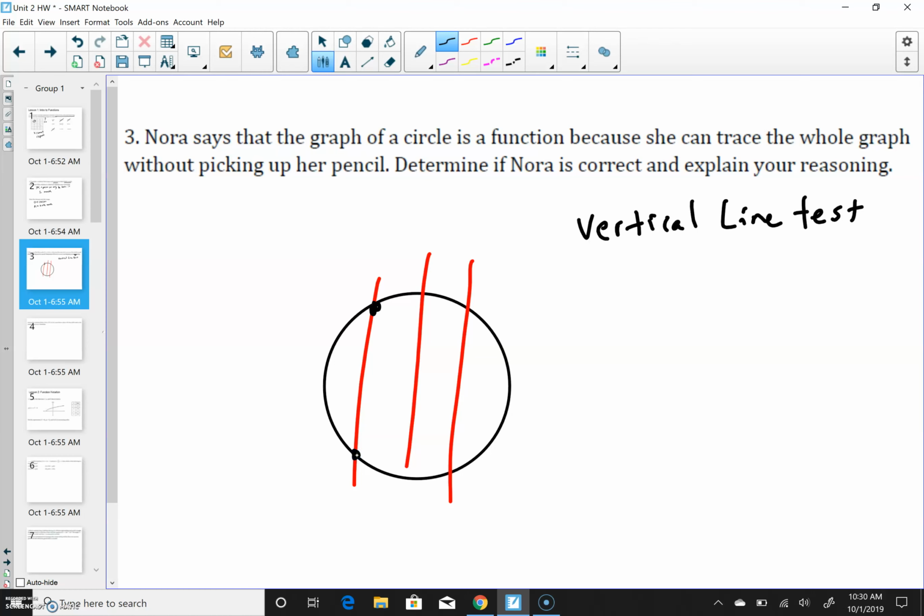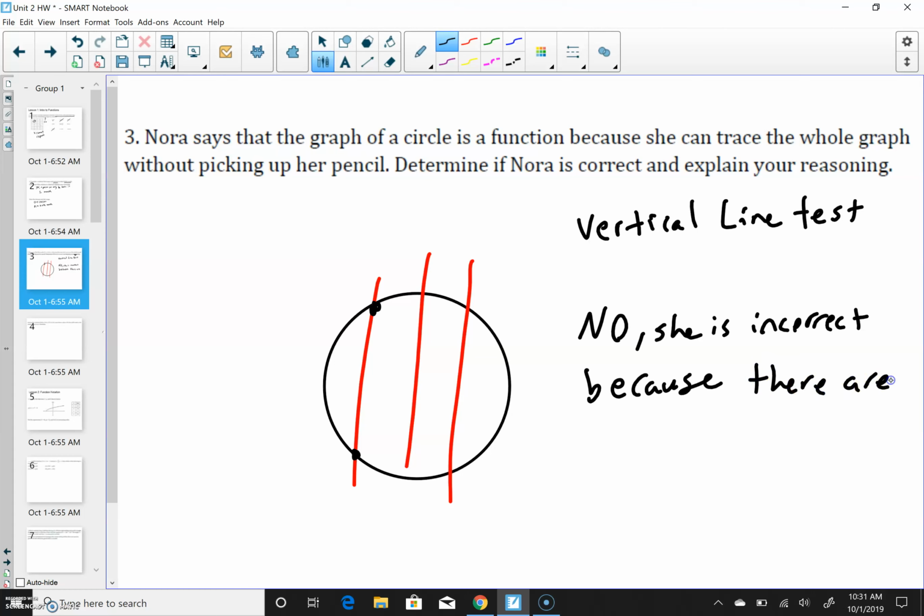So the answer for Nora is that it's going to be no, she is not correct, because, and we don't want to say because it fails the vertical line test. That's a trick we use, but the actual explanation is that there are inputs with multiple outputs. Okay, and that's how we're going to explain why something's not a function.